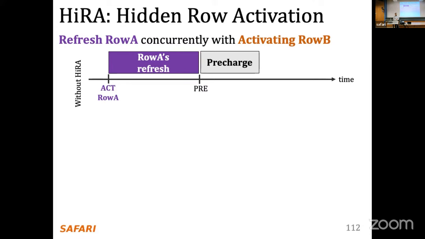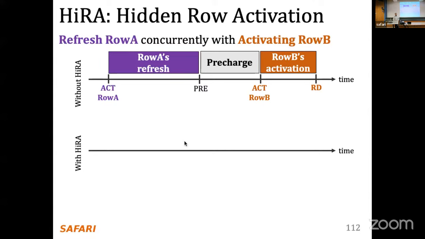And then after that, we need to activate row B. And then we need to wait some amount as well. It's not as large as this refresh latency. We need to wait some time, and then we can send our read command. So from beginning to end, from this activation of row A to the read, this actually has a direct impact on your access latency, right? If you need to refresh a row before accessing another row.